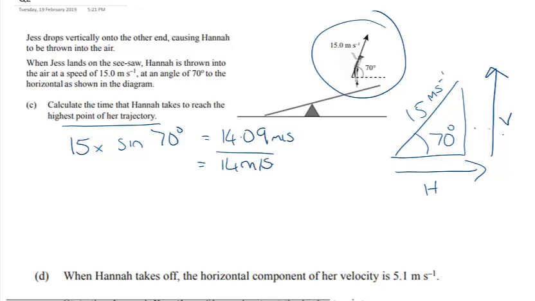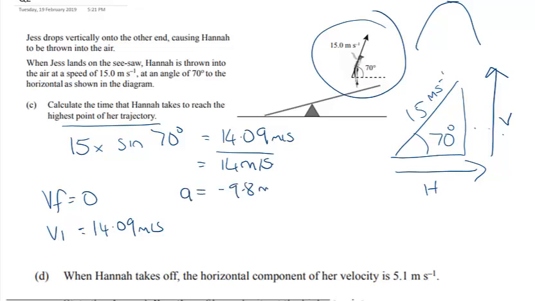So the velocity at the peak is going to be 0. So Vf equals 0. The initial velocity, which is the vertical velocity, I'm going to leave in at 14.09 for doing the calculation. The acceleration is minus 9.8 meters per second squared. T is what we're interested in finding out. D we don't need to know. So the first thing we do is we look at the equations and we're looking for one which doesn't have D in. These are the kinematic equations.